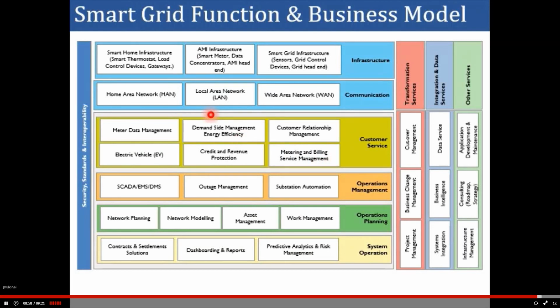Now from the next video onwards, we will start our discussion about smart grid measurement. We will discuss the phasor measurement unit, smart meters, wireless sensor network, Internet of Things, and the geographical information system.